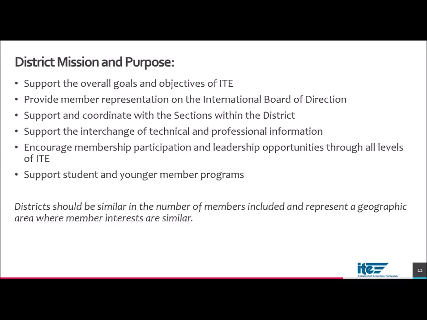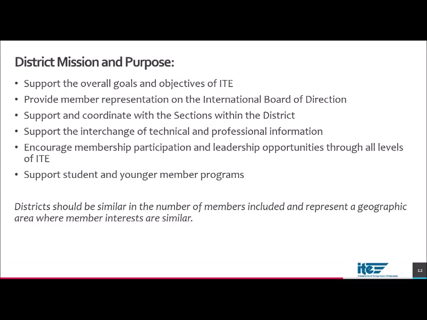The district should encourage membership participation and leadership opportunities through all levels of ITE and support student and younger member programs. Further, the board adopted the statement that districts should be similar in the number of members included and represent a geographic area where member interests are similar. So, this is a broad definition of what a district should be. The board purposefully didn't try to enumerate every last detail, or, when we talk about being similar in number, purposefully didn't set an exact number, because there are lots of things to consider, but broadly the district should do these things.